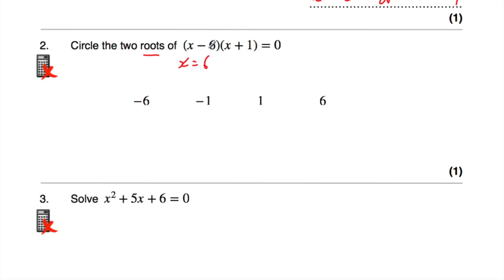because 6 take away 6 is equal to 0. So that would be one solution, x is equal to 6. Or if we make this bracket equal to 0, x would be equal to negative 1, because negative 1 plus 1 is equal to 0. So that's our other possible solution.